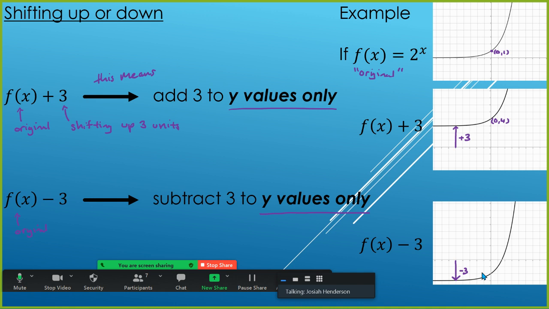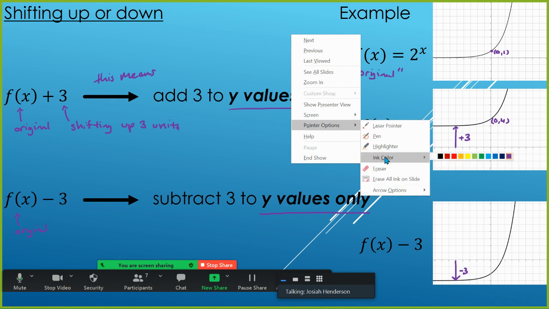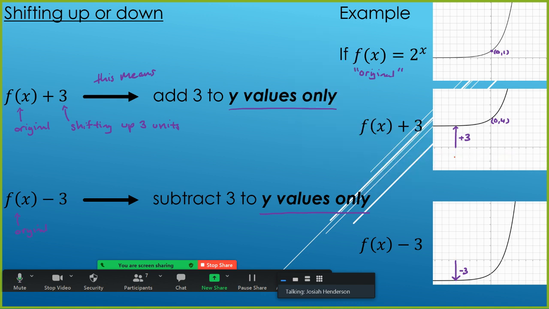Are there any questions right now about either of these? Please, comments, concerns, questions? Yeah, I had a question about the second one, f of x plus 3. So you said we're adding the 3 to the y value for f of x equals 2 to the x? Correct. Let me show you a quick example of what that means. Maybe I should have done that before, but a good question.